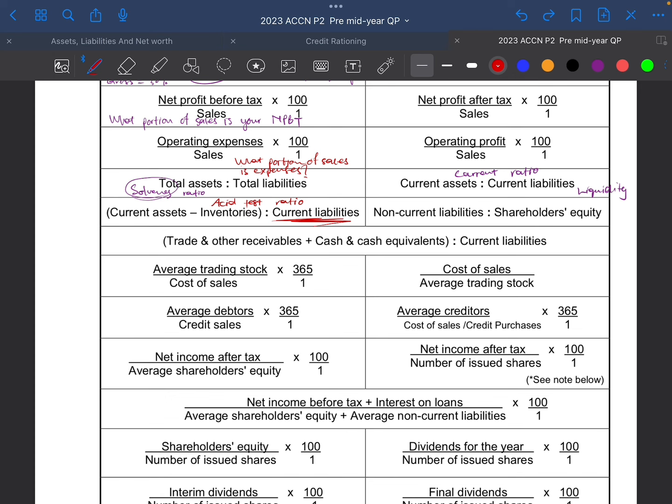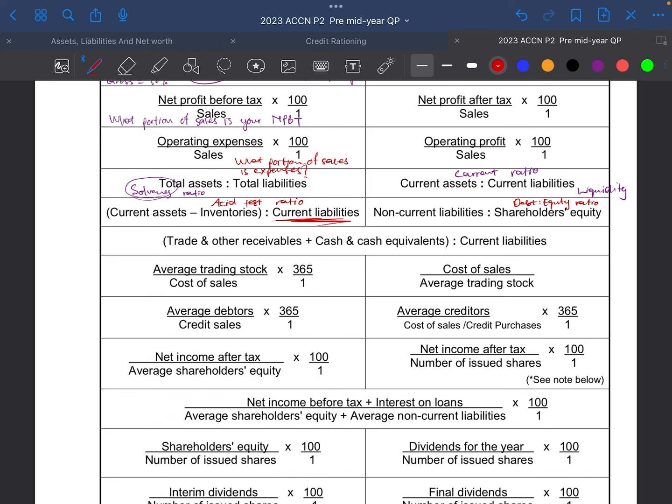Okay, now we move on to the next one, which is non-current liabilities to shareholders' equity. This is what we call the debt to equity ratio. Please excuse my handwriting, it's a little bit small, so I'm trying to squeeze the words into the boxes, but I hope as I'm speaking you are following what I'm saying.